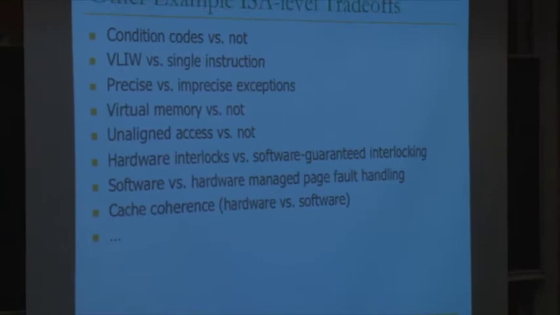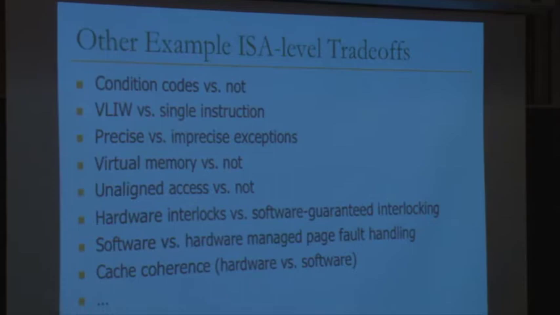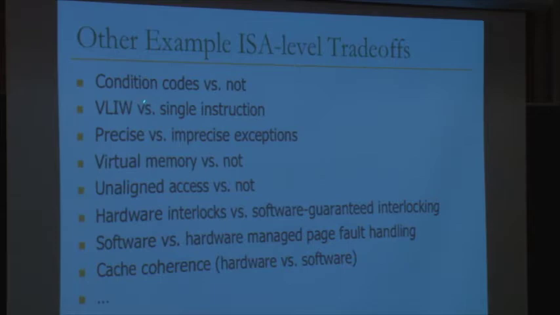Okay, so there are many other ISA-level trade-offs which we're not going to go into in detail, but I'll leave you with this. We're going to cover some of this when we get to the respective sections in the course. For example, when we talk about VLIW versus single instruction, that's a trade-off at the ISA level, right? Do you have a VLIW ISA or do you have a scalar ISA? Scalar meaning you have a single instruction in your instruction bytes, whereas with VLIW, you have a long instruction. Each instruction is really multiple operations encoded in the instruction, multiple independent operations. Okay? Precise versus imprecise exceptions, we will cover when we cover exceptions.